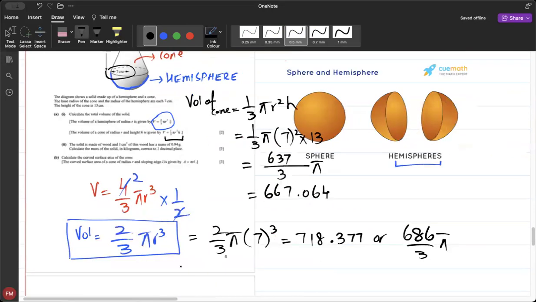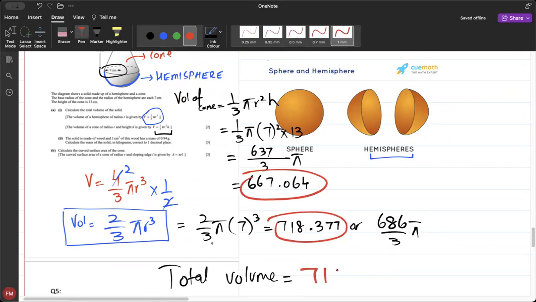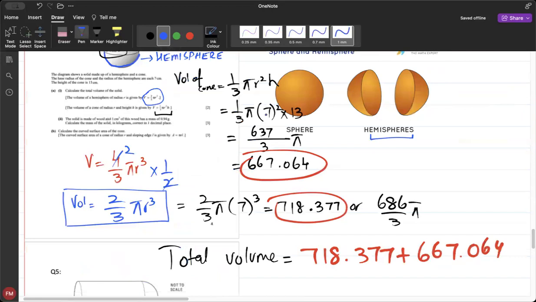So now it says the total volume. Well, that's kind of easy. Total volume is equal to the addition of both of them. So this plus this. 718.377 plus 667.064. If I were you, I would take the exact fraction so that my answer is very precise. And that's exactly what I'm doing right now.